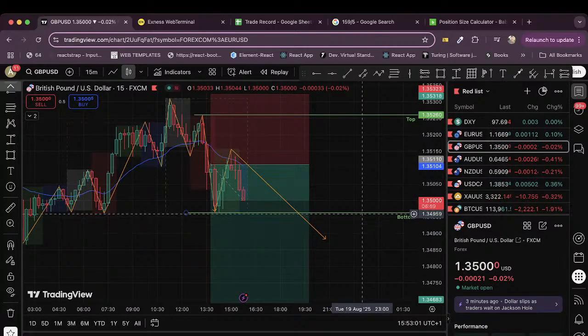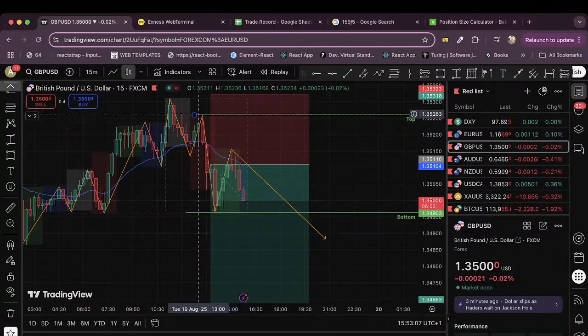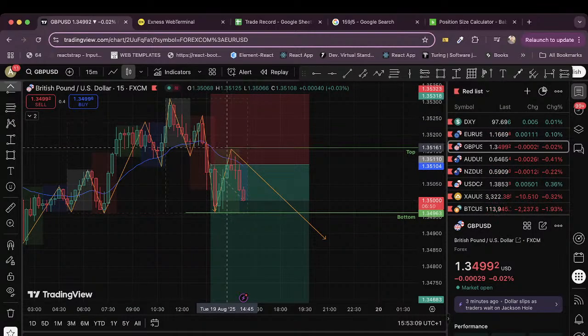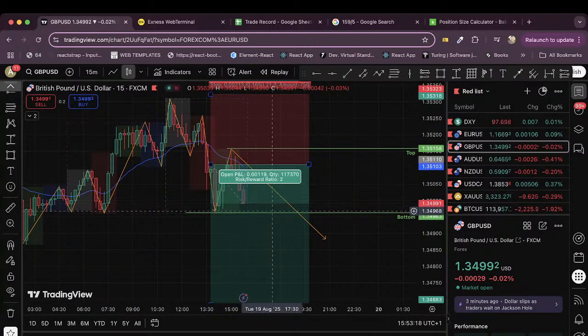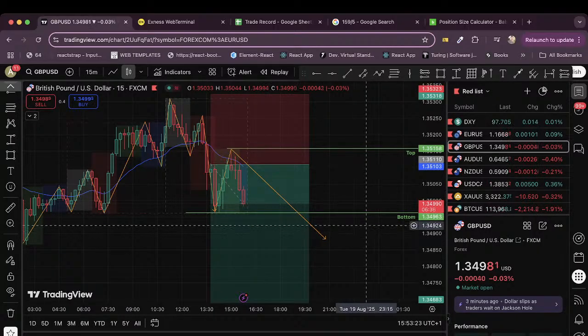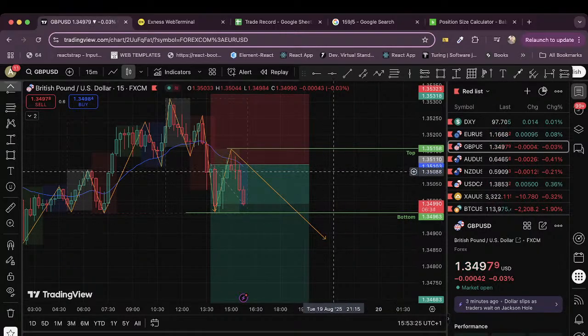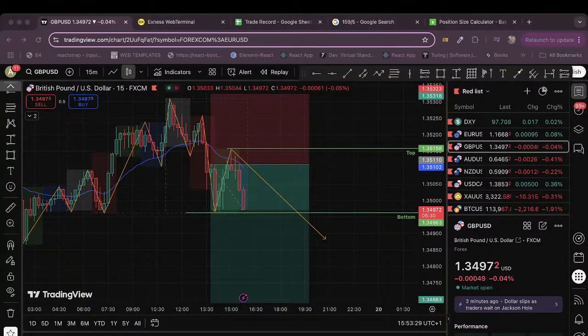If British pound manages to close below that bottom there, our stop loss will come. That means here will be our top, and that's where our stop loss will be. We'll be updating our stop loss to that level, but only if British pound breaks that bottom and closes below it. That's exactly what I'm highly hoping and praying for. Yeah, it's not so bad.